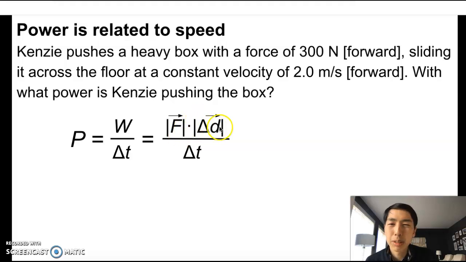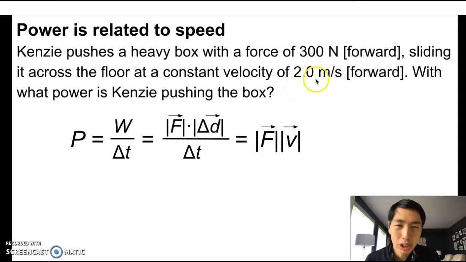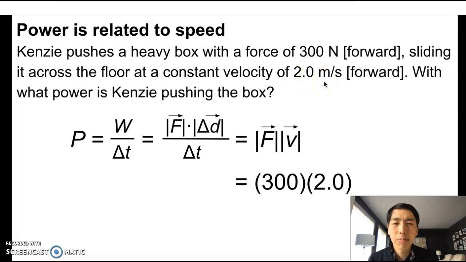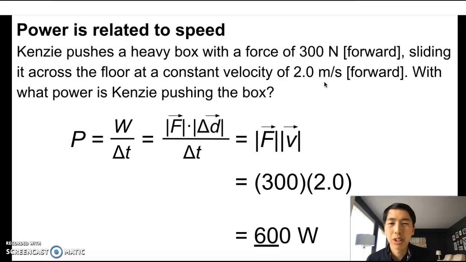But what about displacement and time? Well, I don't know the displacement and I don't know the time, but recall that displacement divided by time is velocity. So I can rewrite this formula as force times velocity. And now I can plug in the 2 meters per second for velocity. So it's 300 times 2, and that's 600 watts to 2 significant figures.